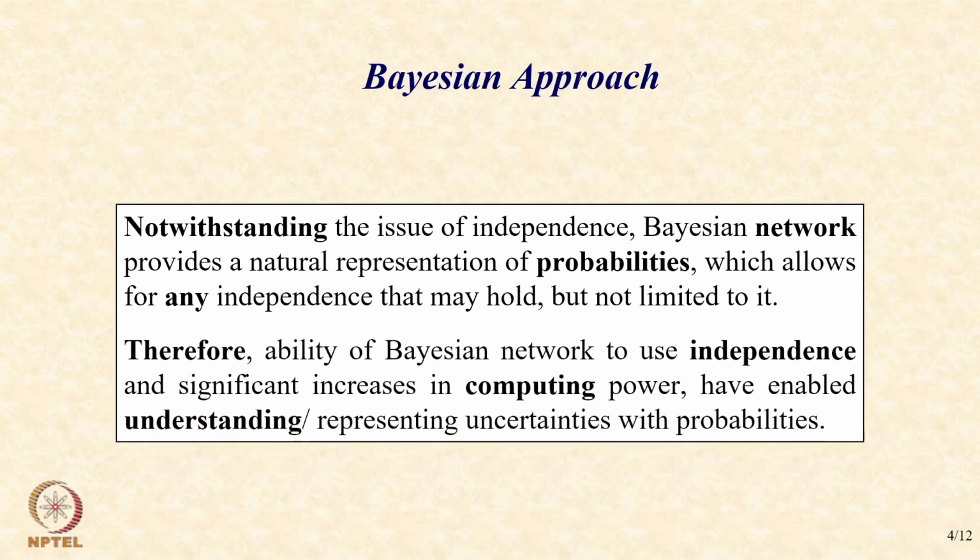Therefore, the ability of the Bayesian network to use independence and significant increases in computing power have enabled representing uncertainties with probabilities, which means now we can have a quantitative representation of uncertainties using probabilities, particularly with significant increases in computing power and the independence which may hold. It is possible for us to come up with good conclusions using a Bayesian network.